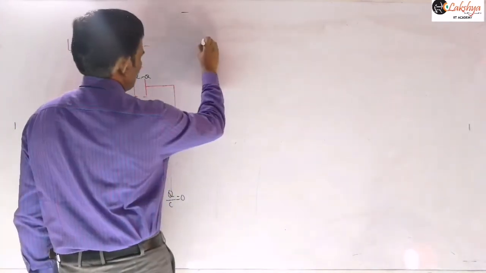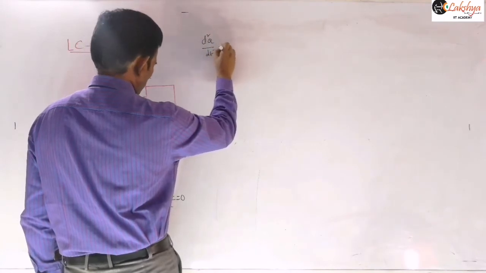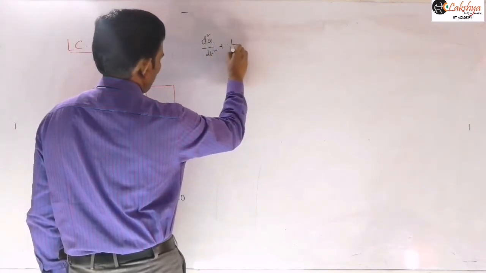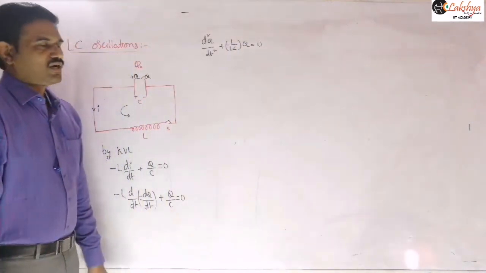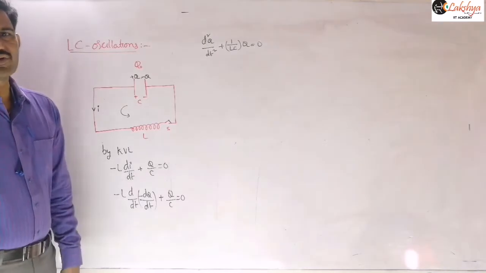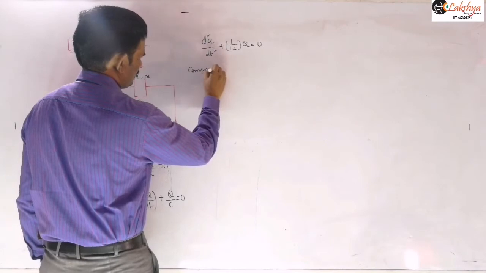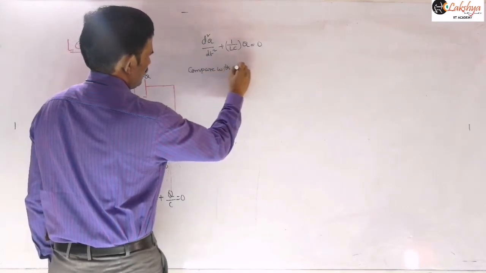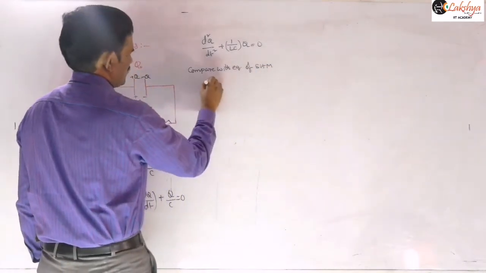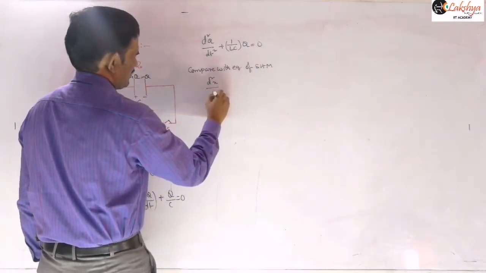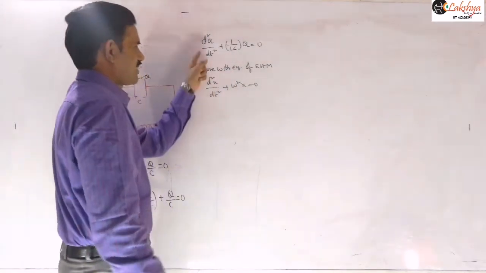Therefore we can write this as d square Q by dt square plus 1 by LC into Q equal to 0. Now you can compare this equation with the equation of SHM, that is d square x by dt square plus omega square x equal to 0. Now compare these two equations here.